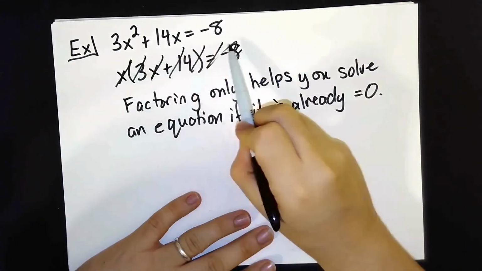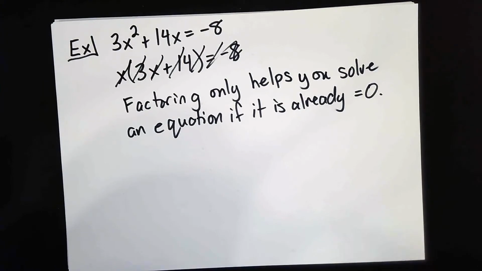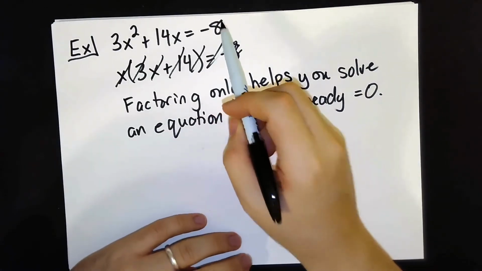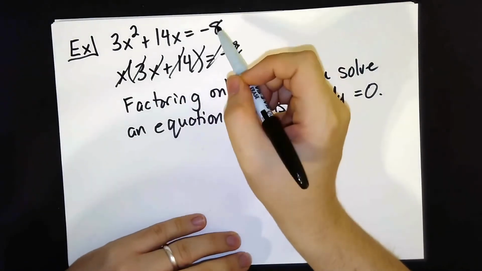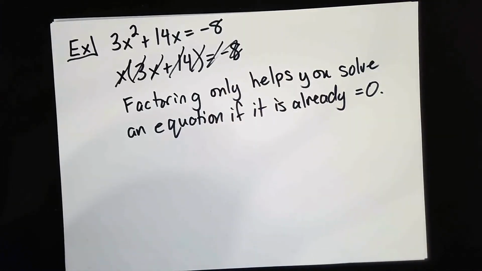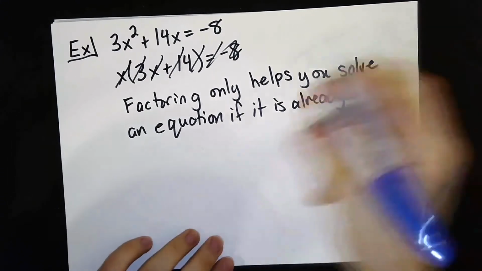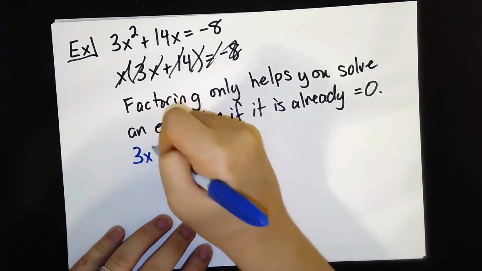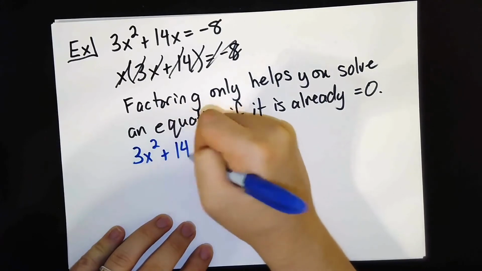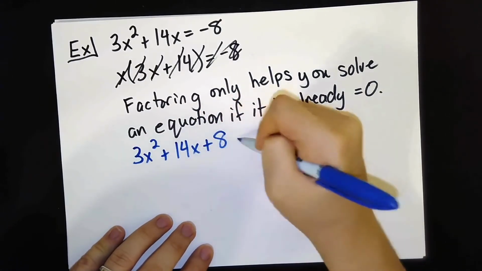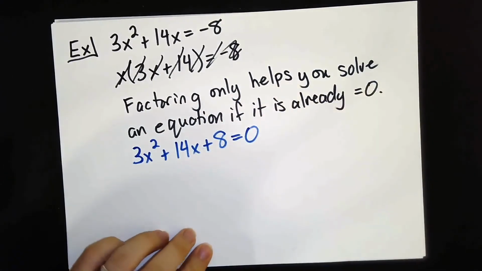We're going to back up to 3x squared plus 14x equals minus 8. And I'm going to go ahead and move that minus 8 to the other side so that we can have this thing really authentically equal to 0. So that is, we'll have 3x squared plus 14x plus 8 equals 0.